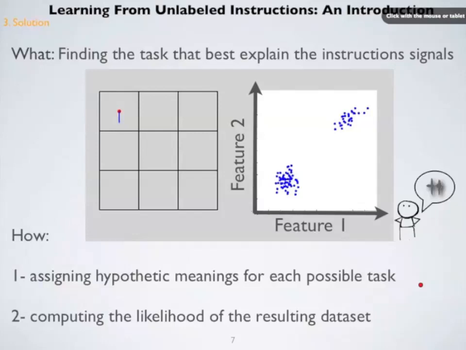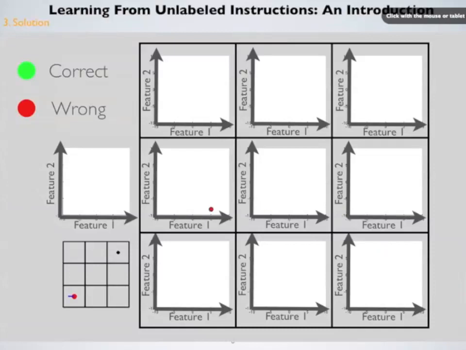So let's visualize what happens in our toy example. In this visualization, you can find on the bottom left corner of the screen our 3x3 grid world. Above are the instruction signals generated by the user. All the other graphs represent the task hypotheses. In our case, we assume the user wants the robot to stay in one of the 9 states, and we specially organized our visualization so that each artificially labeled dataset is organized as the grid world.